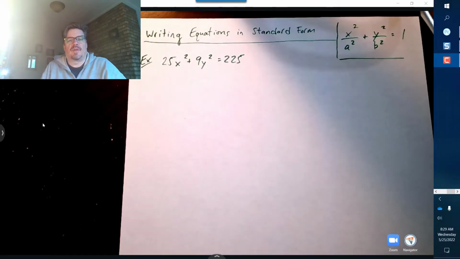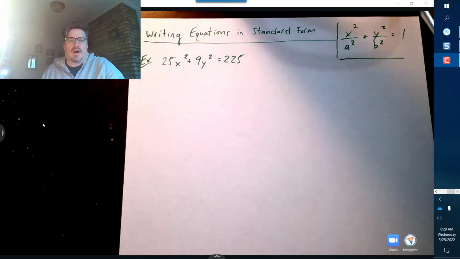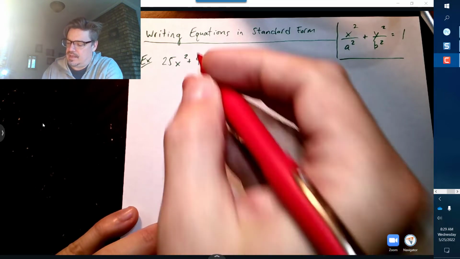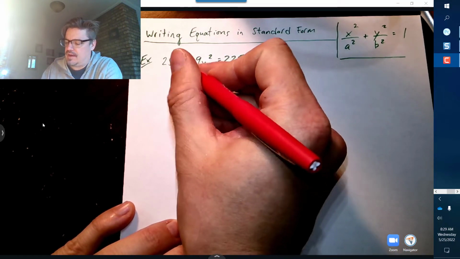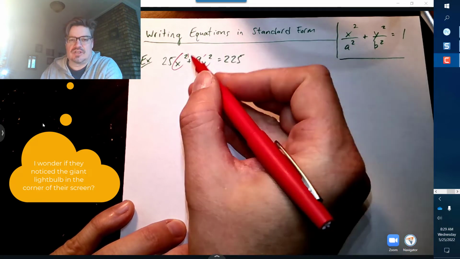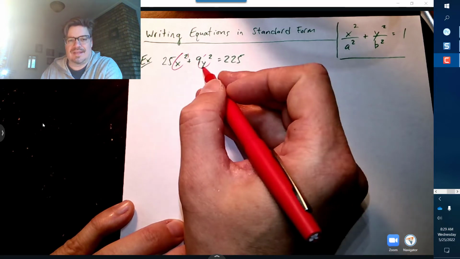So now, what if you have an equation that is not quite in standard form? We want to be able to adapt to that. So over here, one of the things you can always tell that it is an ellipse is that you have an x squared here and a y squared here, but you also have this addition between the two. So that addition tells you that it's an ellipse.